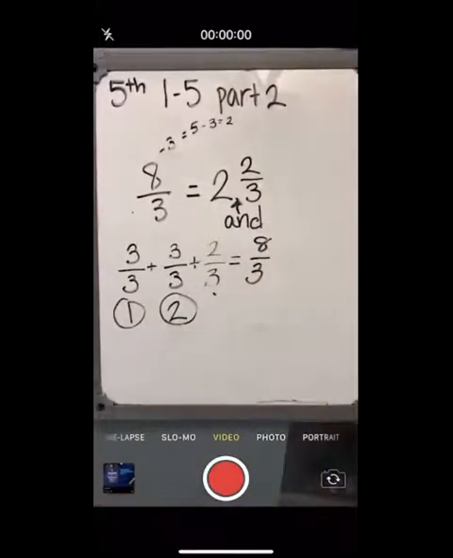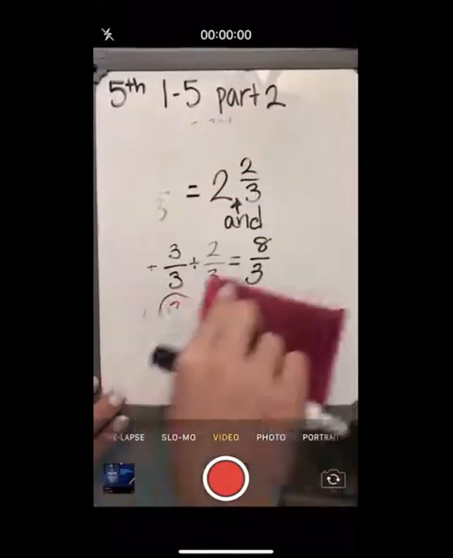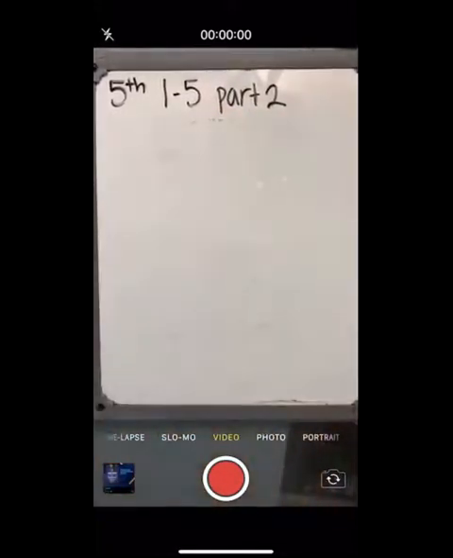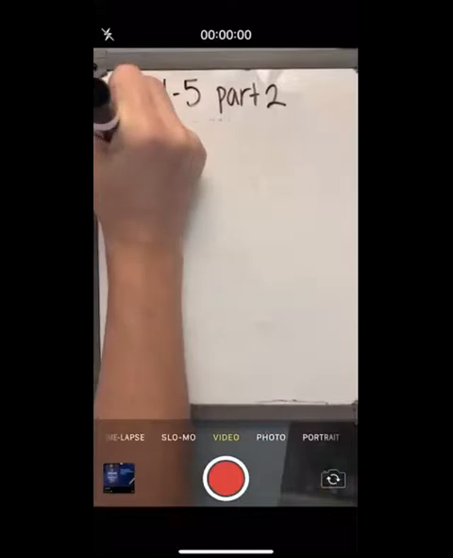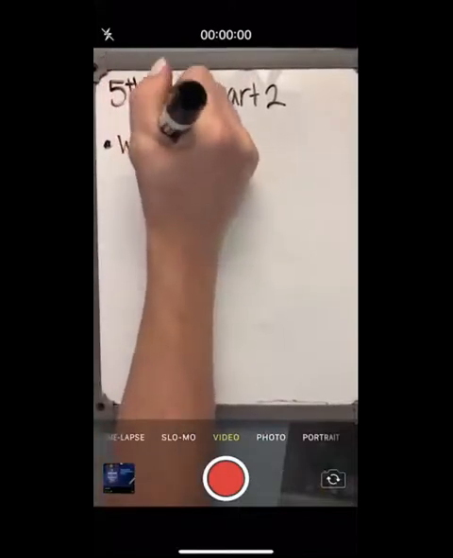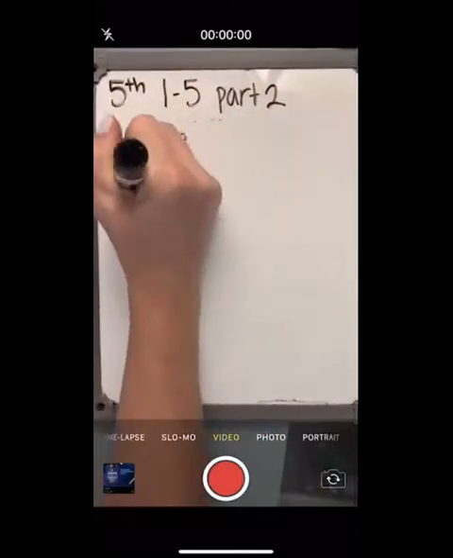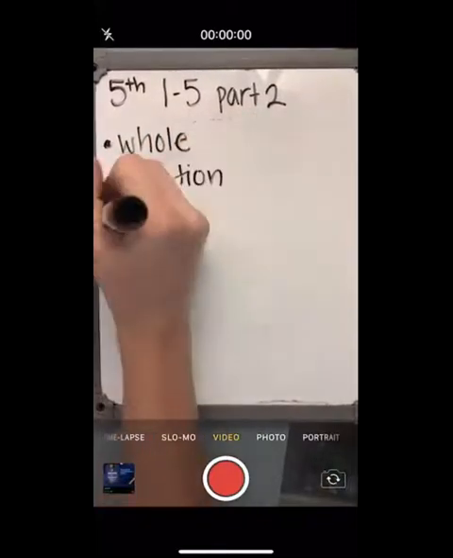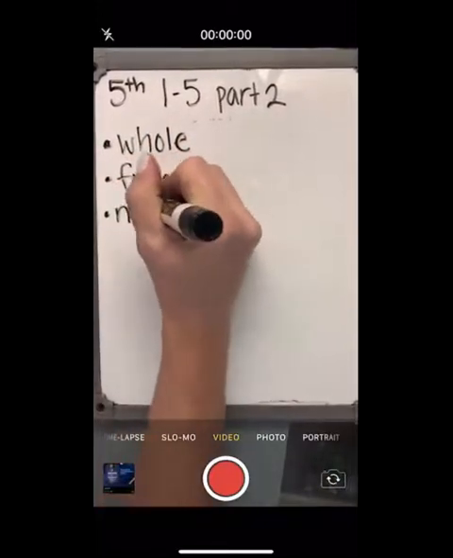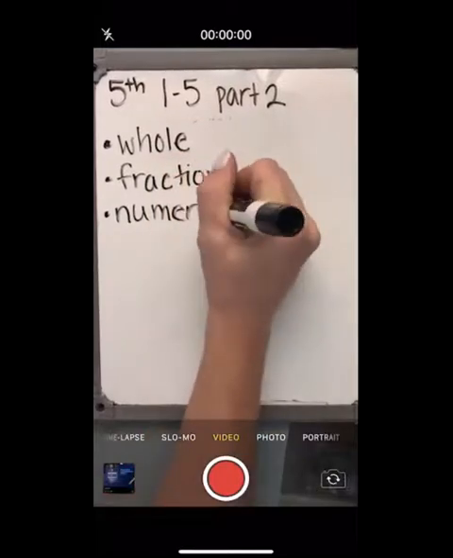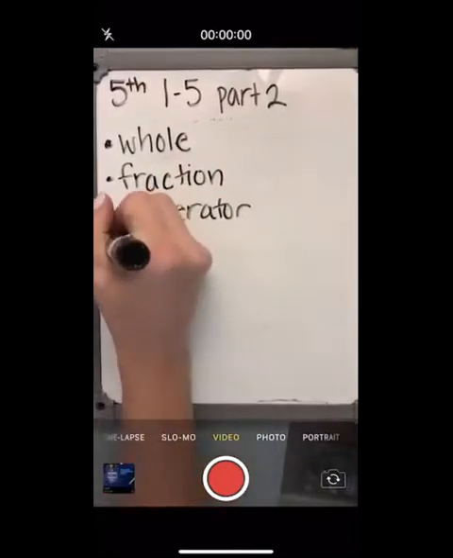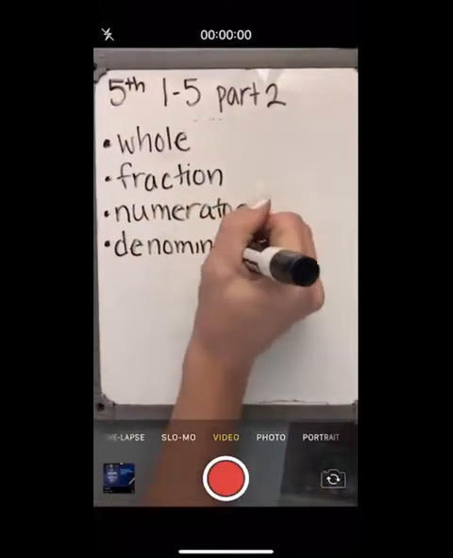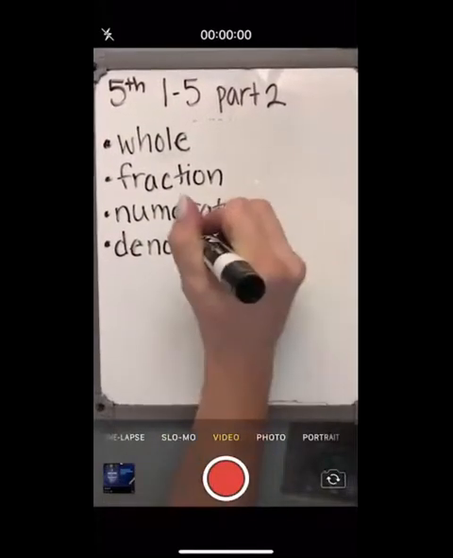I'm going to give you one more practice one, and then we're going to try this on our own today using our best explanations. I'm going to give you some words that I hope you use in your explanation. A whole. Maybe you use the word fraction. Numerator. To remember is your parts that you're talking about. And then your denominator, which is what your whole is split into.